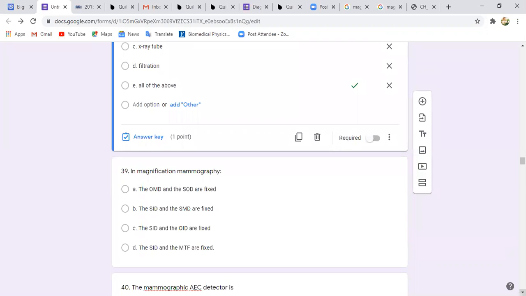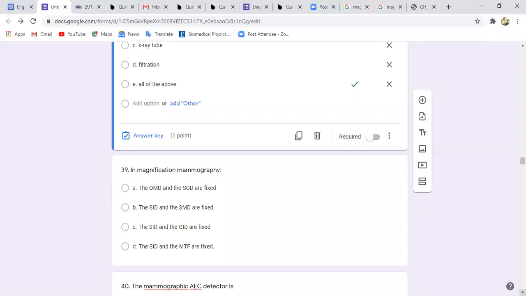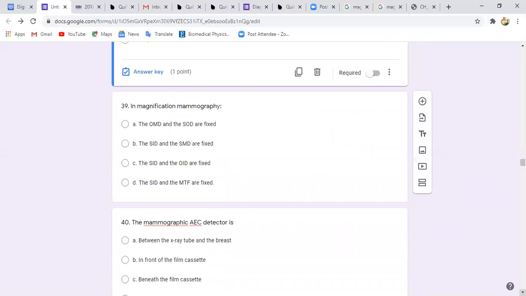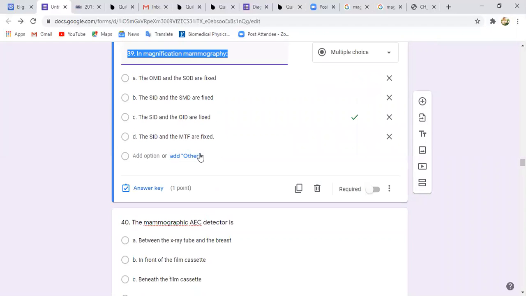In magnification mammography, what do we have? SID, SOD, the SOID. There's no answer here. Which is the answer? Which one did you choose? SID and OID are fixed, but that's not the case. It's only the SID that is fixed. The OID, that's the object image distance, depends on the amount of magnification we want to get.